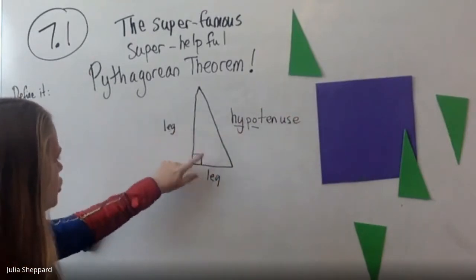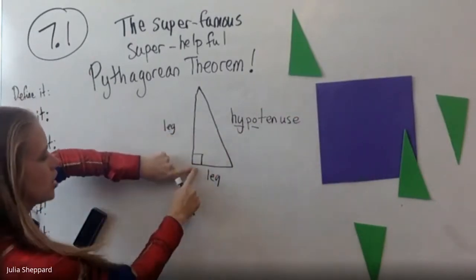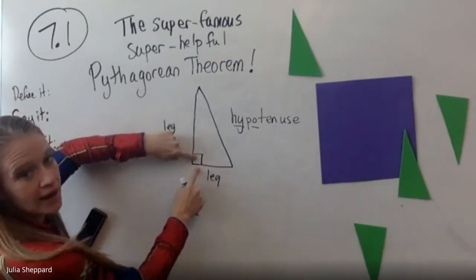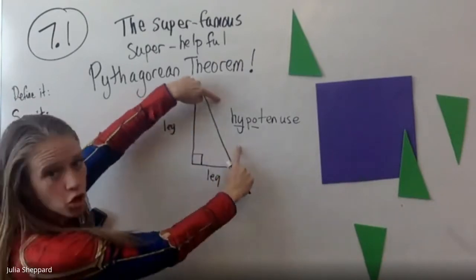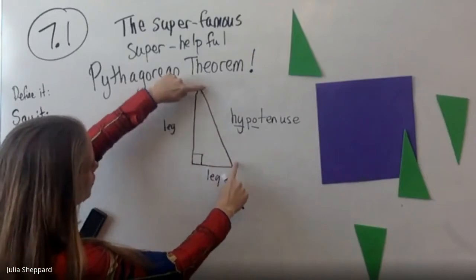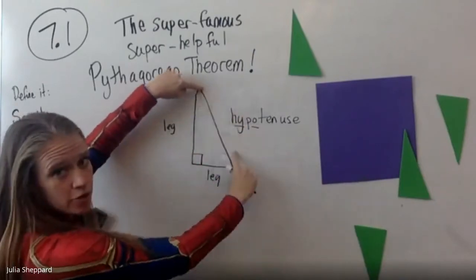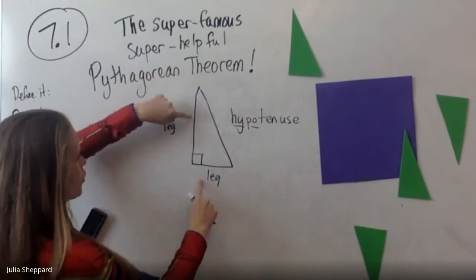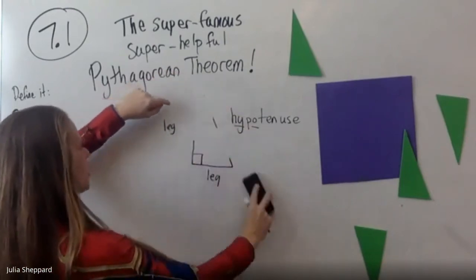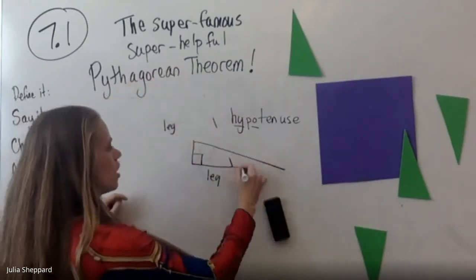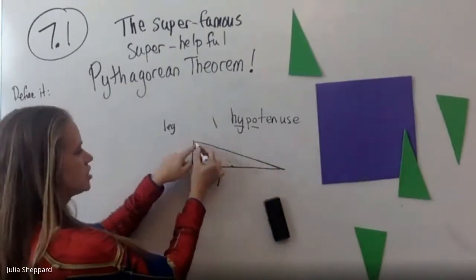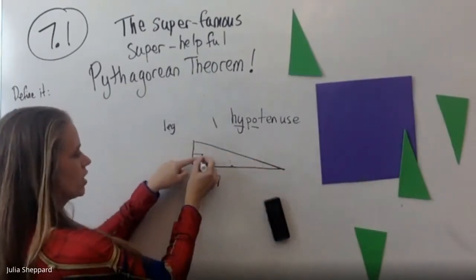There are two legs. The legs are always next to the right angle. The hypotenuse is always across. And you can tell that the one across is always the longest. The hypotenuse is always the longest, and these are always shorter. No matter how I draw my triangle, I can't draw it so that this one is shorter than this, the one across the right angle.